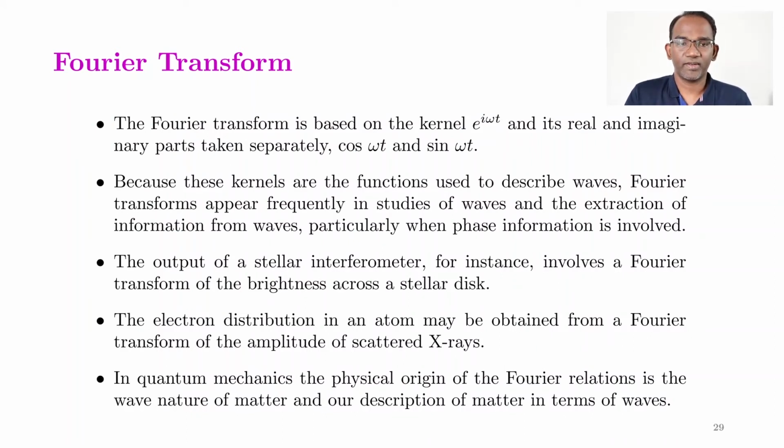A bit more information on the Fourier transform. The Fourier transform is based on the kernel e raised to i omega t, and its real and imaginary parts are cos omega t and sine omega t. Because these kernels are the functions used to describe waves, Fourier transform appears frequently in studies of waves and the extraction of information from waves, particularly when phase information is involved. As an example, the output of a stellar interferometer involves a Fourier transform of the brightness across a stellar disk. And the electron distribution in an atom may be obtained from the Fourier transform of the amplitude of the scattered X-rays. And in quantum mechanics, the physical origin of the Fourier relation is the wave nature of matter and our description of matter in terms of waves. So we see that Fourier transforms are often associated with wave phenomena.